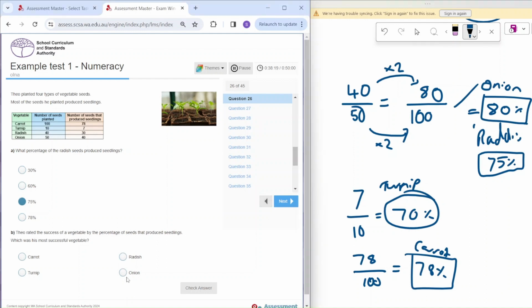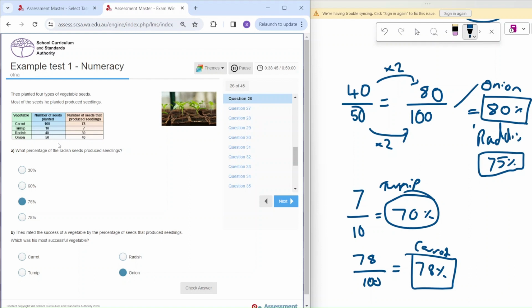Now, here's a little sort of query for you. Why wouldn't it be carrots? Because carrots clearly has more seedlings that produce, more seeds that produce seedlings. Whereas onions only have 40, they've got 78. It's all to do with how many were planted, because we planted a whole lot more carrot seeds. So if we work it out as a percentage, what it shows us is, I guess, per seed, what the actual efficiency is, because you've got to compare how many seeds were planted.